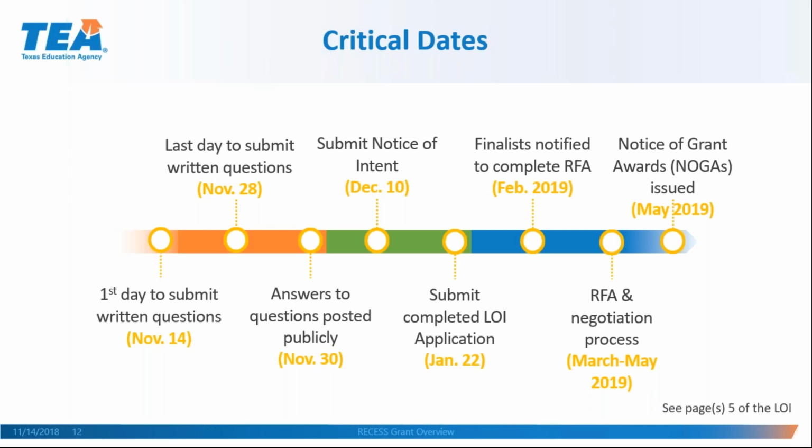Completed LOI applications are due no later than 5 o'clock Central Time on January 22nd. Finalists will be notified to complete a request for application or RFA in February 2019. The due date for the RFA will be given at the time of notification. Between March and May 2019, the RFA evaluation and negotiation process will take place. Notice of grant awards will be issued in May 2019.